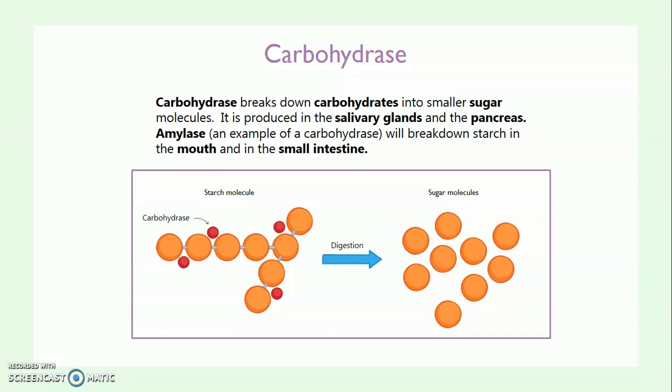So carbohydrates is the general name. We tend to think about amylase in key stage 3. So carbohydrase will break down carbohydrates, and the one we look at specifically is amylase. And what amylase does is it breaks down starch into sugar or glucose molecules. So you start off with your starch molecule, and this enzyme amylase breaks it down into smaller sugar molecules. It is working in the mouth and the small intestine, and it's made in the salivary glands and the pancreas.